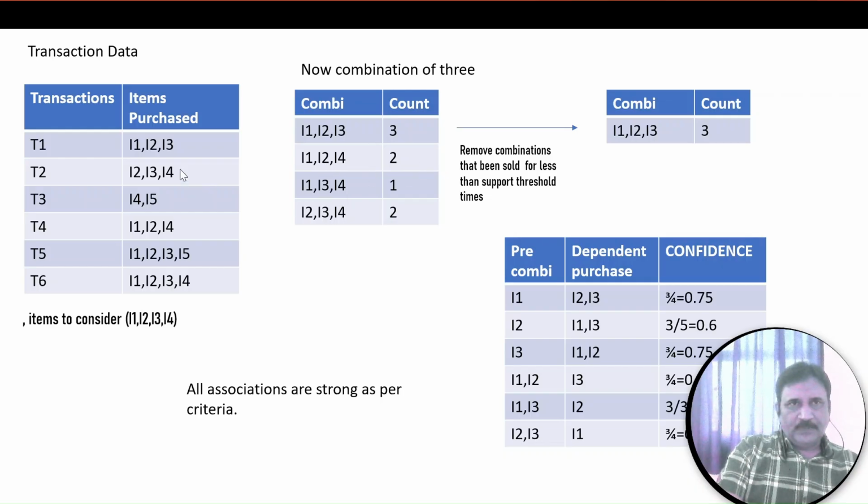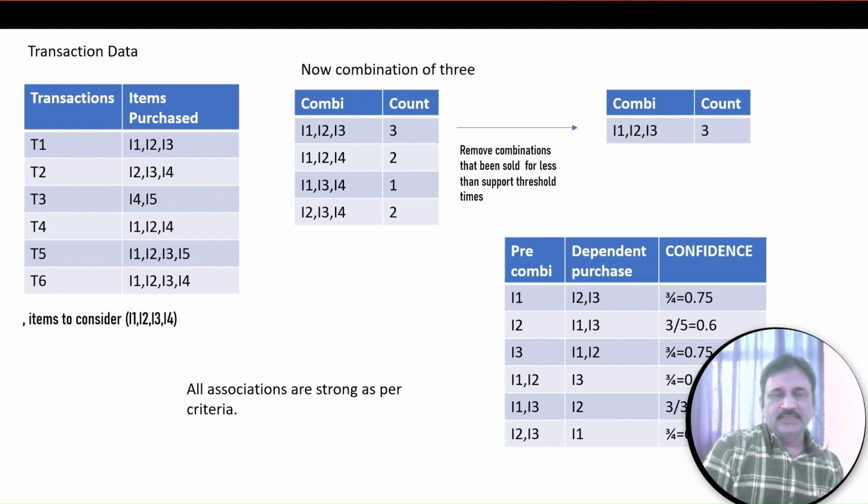Likewise, I1, I3, I4 is absent for transaction 2, transaction 3, transaction 4, it is absent, transaction 5 it is absent, and in transaction 6 it is present. So I1, I3, I4 is present just once. I2, I3, I4, right? I2, I3, I4 is present in the second transaction, and it is present in the sixth transaction. It is present just twice.